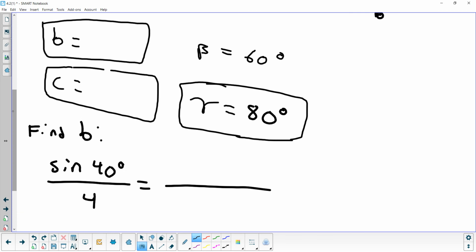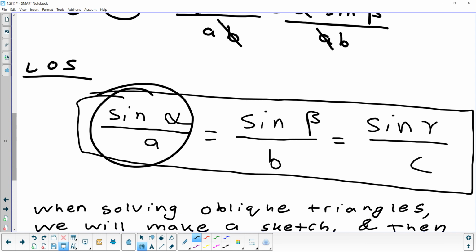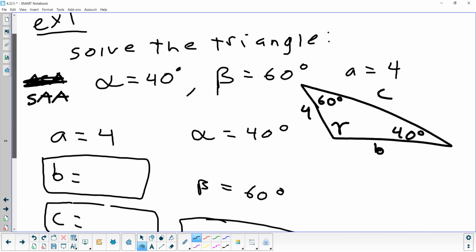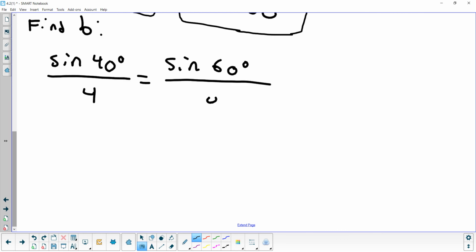Now, we're finding B. So I'm going to go back to the formula again. I'm going to look at the part that has B, and I'm going to use that. I'm not using this last part right now. I will later, but not yet. So fill in sine beta divided by B. I can fill in everything I can. Beta is 60, and B we don't know. So that's what we're solving for. Okay, so look at your proportion. Make sure that you have numbers in 3 of the spots, and there should only be 1 spot with a letter.